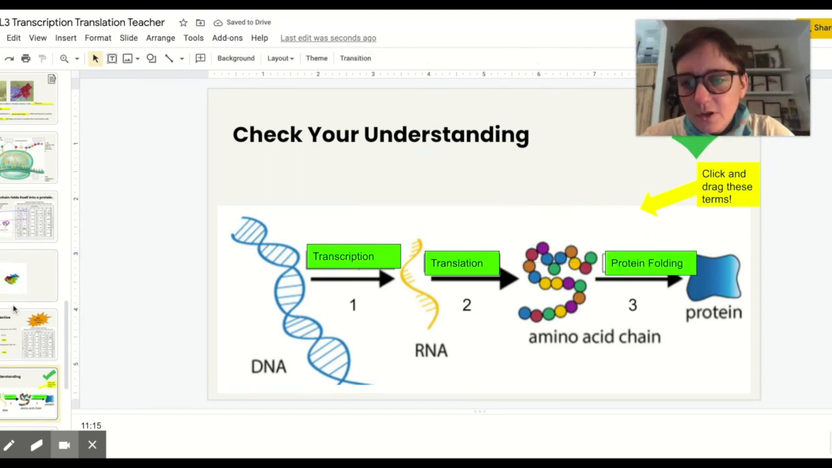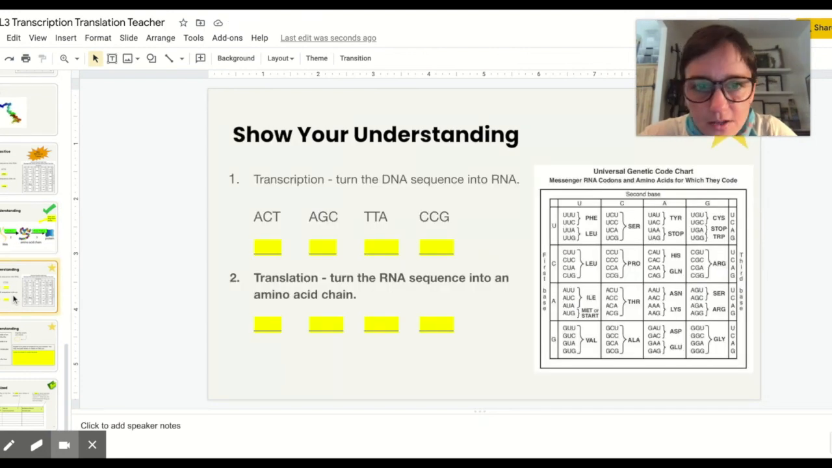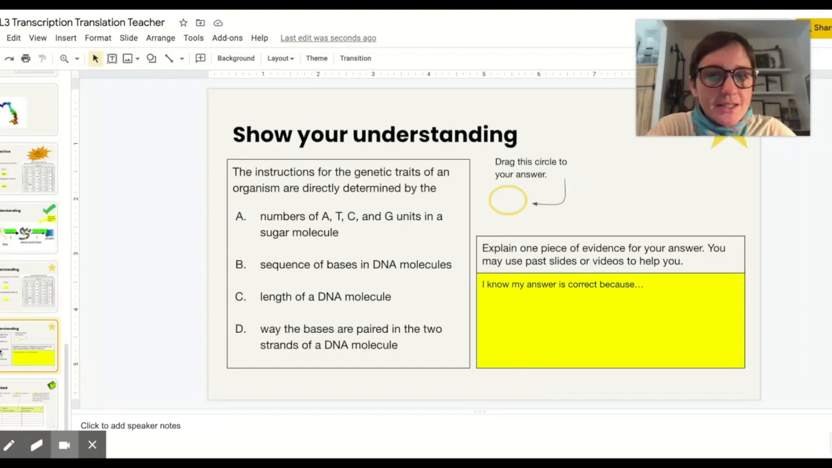Radical. Totally rad. Okay, y'all, so you have the job to finish these two slides. I believe they are slides 22 and 23. I want you to wrap those up. So the first step is to turn the DNA into RNA, and then use your practice to turn your RNA into your amino acid chain. And then last, you're going to answer this question. I will read it out loud one time, and then you go ahead and answer it. You also need to give me one piece of evidence for how you know your answer is correct.